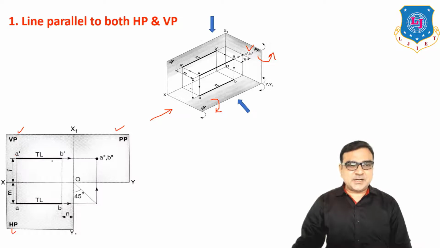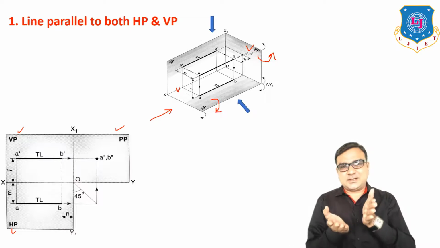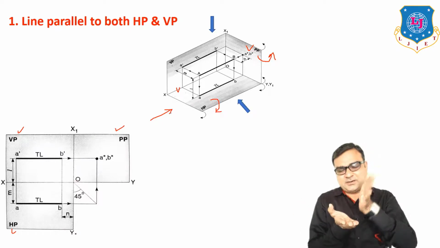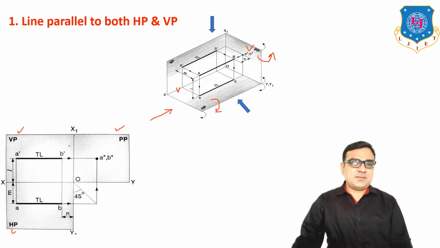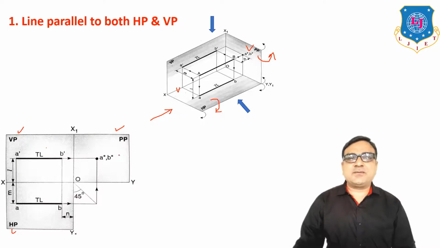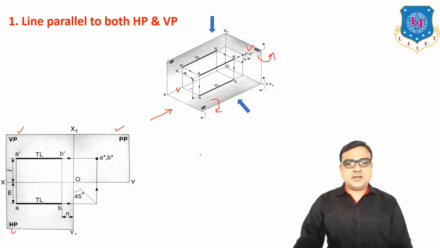Here A dash B dash is the front view, which is drawn parallel to the XY line. This XY line is actually the line between the horizontal plane and vertical plane. And X1 Y1 is where the vertical plane and profile plane intersect. So this is X1 Y1. So we have the front view true length, top view true length on HP, and the point on the left hand side view.